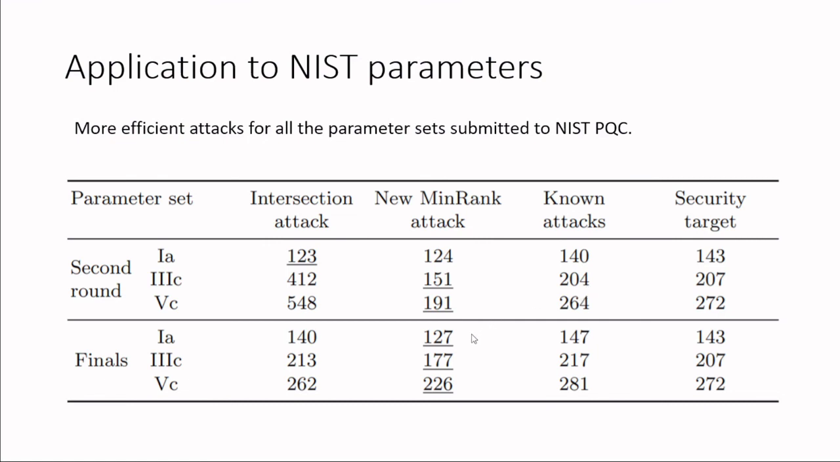For example, for the security level 1 parameter submitted for the finals, we improved the complexity of the best known attack by 20 bits. And for higher security levels, it's even 40 bits or more. So we give quite a substantial improvement in the complexity of the attacks.